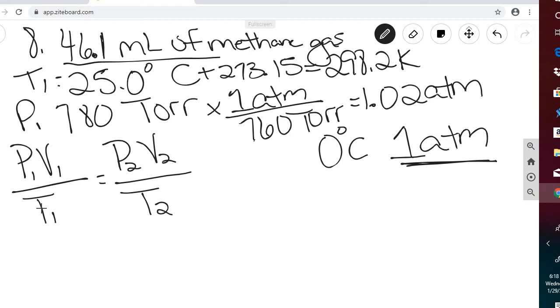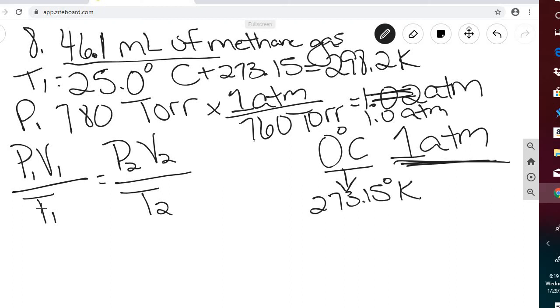So technically, it's still just 1.0 atmospheres. Okay, so that would be our P1. Then P2 is 1 atmosphere, and T2 is 0 Celsius, so we just have to add 273.15 to get that T2 in Kelvin. Okay, and we were asked to find what volume of methane. So we want to know what is V2.